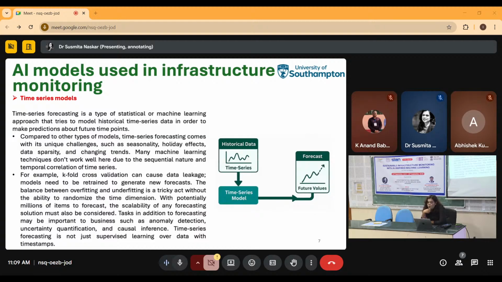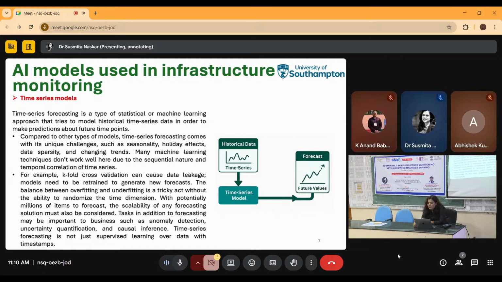And then there is another important one, which is the time series model. Time series models are very powerful tools compared to regression and classification, and in machine learning and AI we use this quite a lot, especially in infrastructure monitoring. Unlike classification or regression, which deal with individual data points or static features, a time series model helps you analyze how the data changes over a period of time to make predictions about the future. And that's where it is different compared to regression or classification.